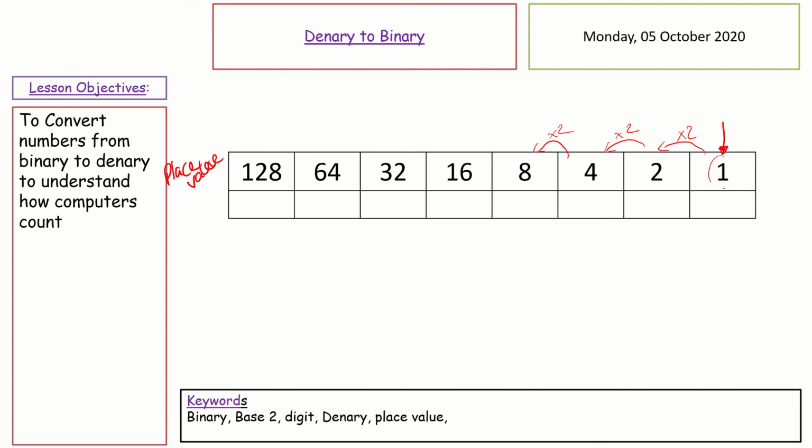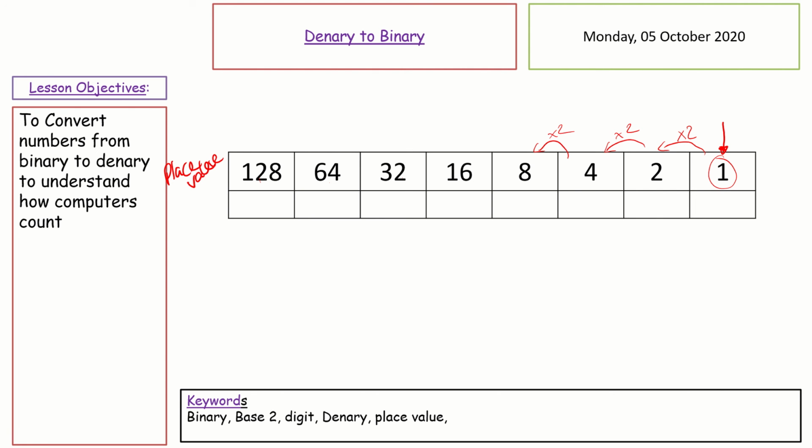So start with 1, our place value, always on the right-hand side, the same as in normal maths, are 1s. Times it by 2 to get the next column, which is 2, then by 2 again to get 4, then by 2 again to get 8, and then 16, 32, 64, 128, and that's our 8 columns.